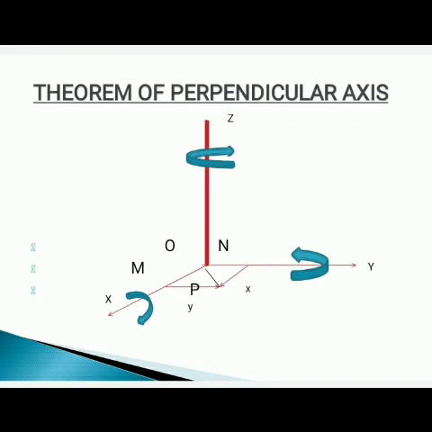The second theorem that we are going to go through is the theorem of perpendicular axis. This theorem states that the moment of inertia of a plane lamina about an axis perpendicular to its plane is equal to the sum of its moments of inertia about two mutually perpendicular axes concurrent with the perpendicular axis and lying in the plane of the lamina. As you go through the diagram, students, you can see the three axes x, y and z and the particles set out with the points M, P and N respectively. Consider a plane lamina of mass M.